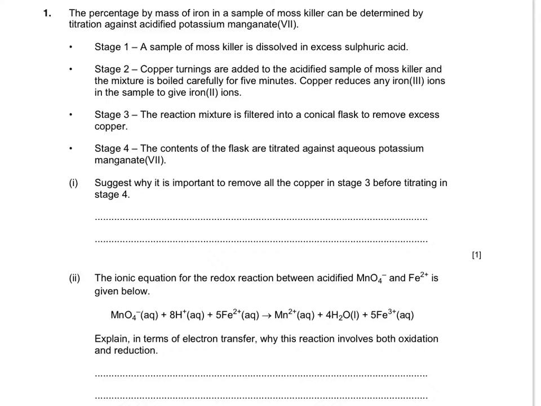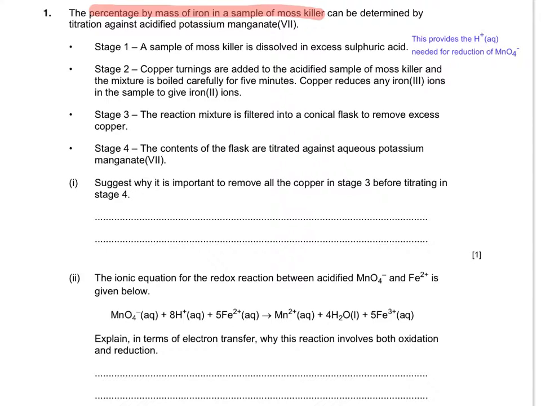So you can see it's a percentage by mass, because as I've highlighted, it says percentage by mass of iron in a sample of moss killer. So we can determine this percentage by titrating it against acidified potassium manganate 7, just like we looked at in the previous screen. So in stage 1, the moss killer is dissolved in excess sulfuric acid, and this is so we can provide the H plus ions in aqueous solution needed for the reduction of the manganate.